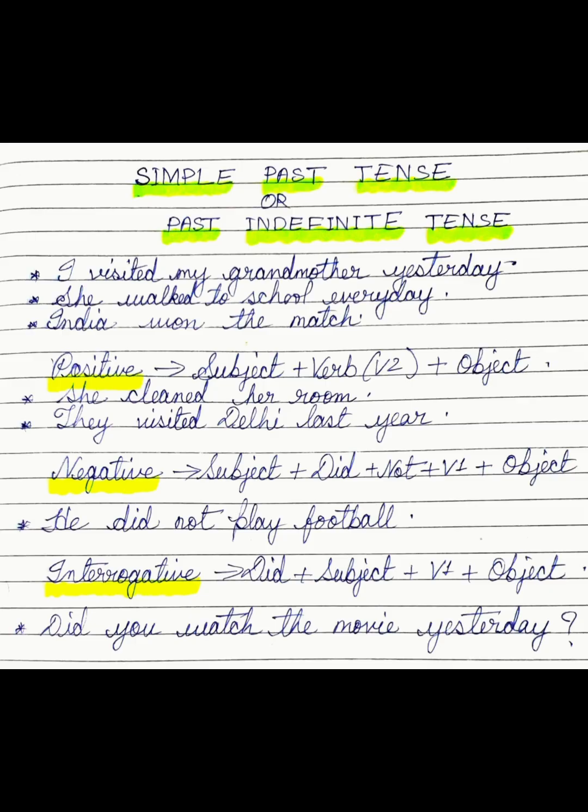Congratulations! You have successfully completed all 4 present tenses. Now, it's time to begin a new journey, the past tense series. Today, we are learning the first tense of this series, simple past tense, also known as past indefinite tense. By the end of this lesson, you will be able to talk about yesterday, last week, last month, or even last year confidently in English. So, let's get started.